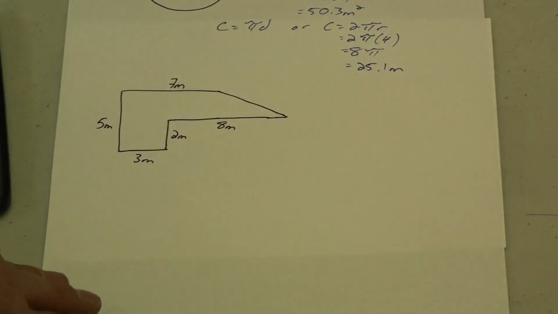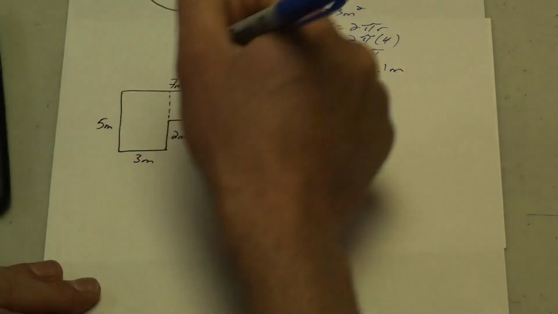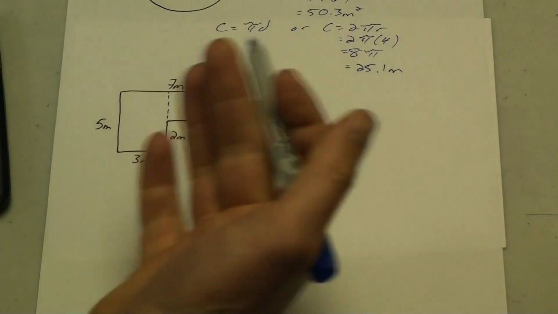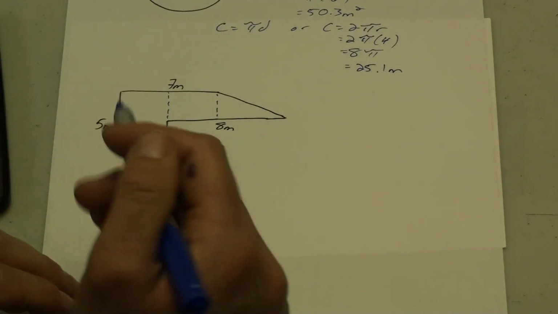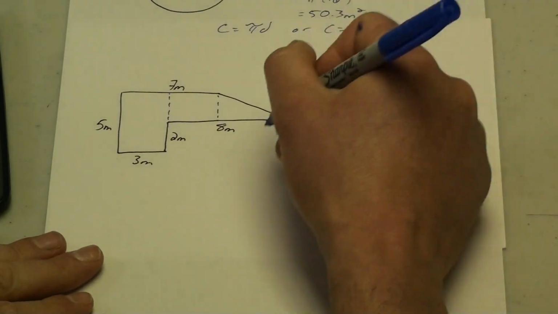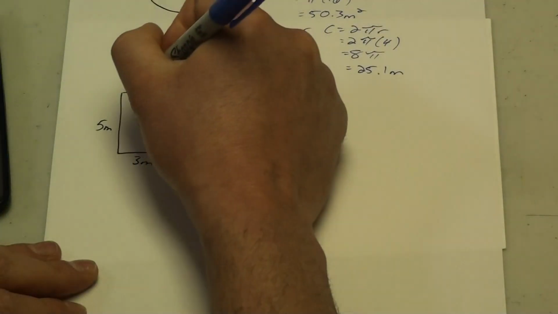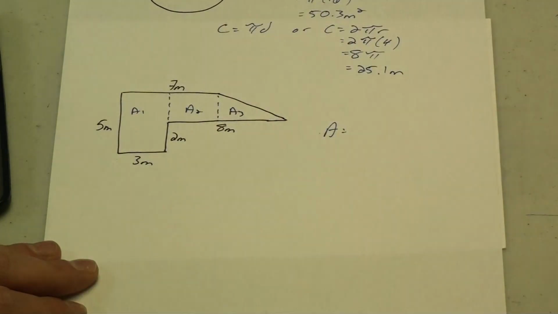So when I look at this, I see a rectangle right here. I see another rectangle, and then I have a triangle. Okay? There are different ways you can break this shape up. Do whatever way is simplest for you. So if I want to find my area, I want to have area 1, area 2, and area 3, and I want to add them all up.